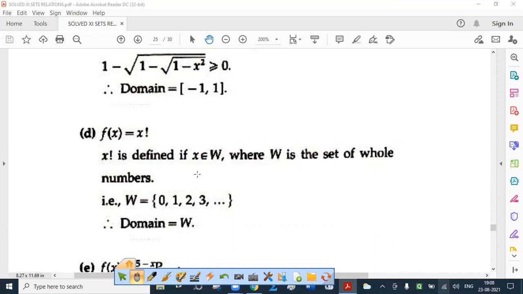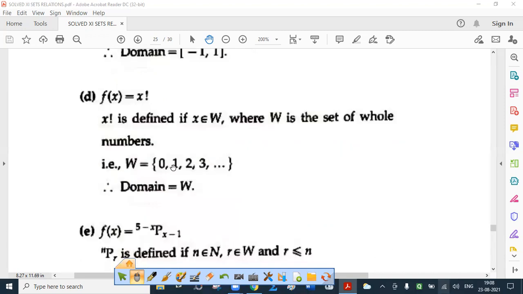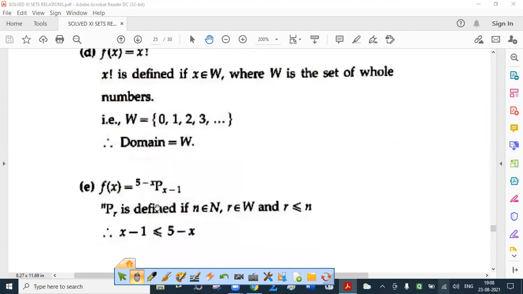See, 99% of the students will not understand this for the simple reason we haven't done this topic. This we are going to discuss in the topic permutations and combinations. So forget D and E part also. This you may understand because you have to use simple logic.